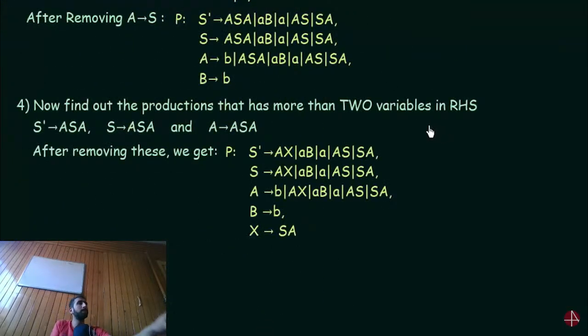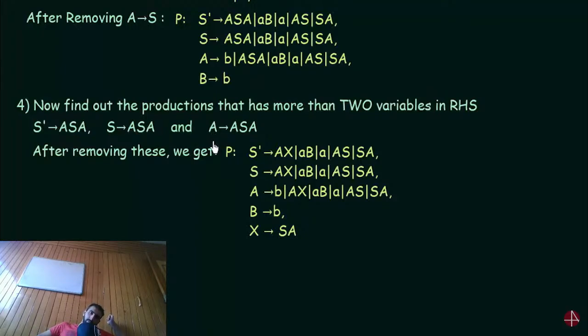In the next step, we have to find the productions that have more than two variables in the RHS. If you remember the rules of Chomsky normal form, we are not allowed to have more than two variables in the RHS. From the latest production that we have, we see that S dash is giving ASA. It is having three variables, so this is not allowed. And S gives ASA. This is also not allowed. And A is also giving ASA. So these are the three productions that violate the rules of Chomsky normal form. So we have to remove them.